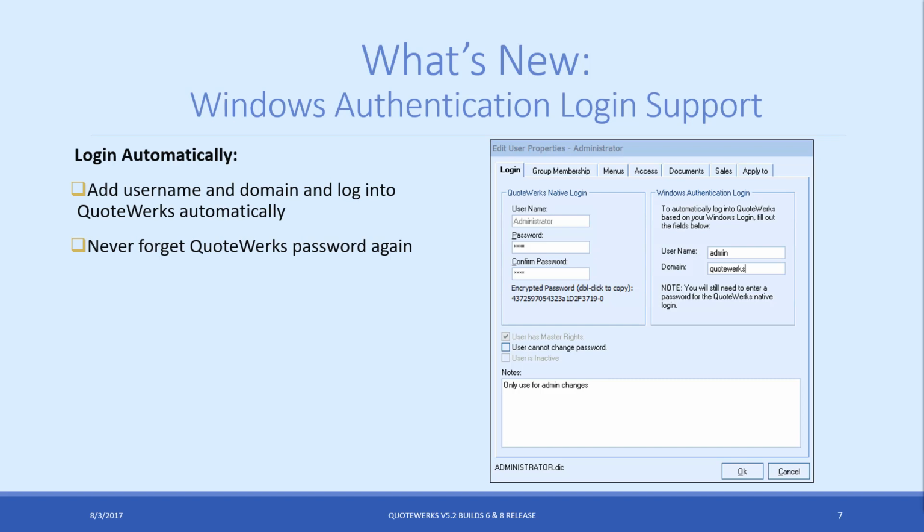All right, Windows Authentication Login Support. This is a big feature for a lot of you who've asked for a way to essentially automate your login into QuoteWerks. You can now do that. I'm going to show you how easy it is to set up. It'll take you about 30 seconds tops, where basically you just add your username and domain to log into QuoteWerks automatically. So as long as you've signed into Windows to access QuoteWerks, when you launch QuoteWerks from your machine, it'll automatically check your login information with Windows and log you into QuoteWerks. This is really great because it's just one less password you have to keep track of. So again, something I'll show you, very easy to set up and use in your organization.